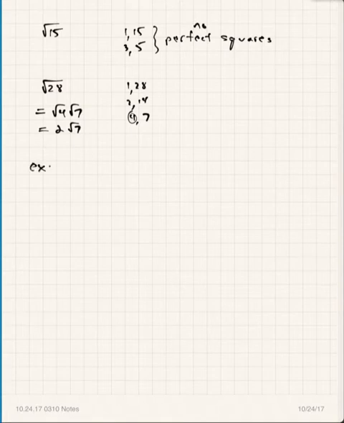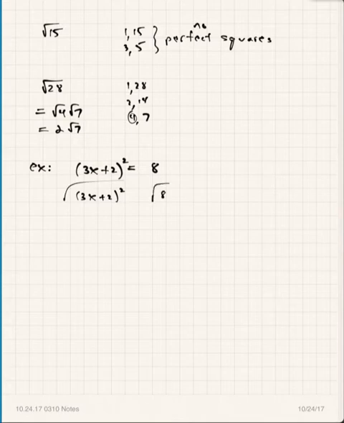Okay, so let's keep on going. Let's say we have 3x plus 2 squared is equal to 8. So is that equation in the form something squared equals a constant? Absolutely. And so you take the square root of both sides of the equation. Take the square root here, take the square root here.